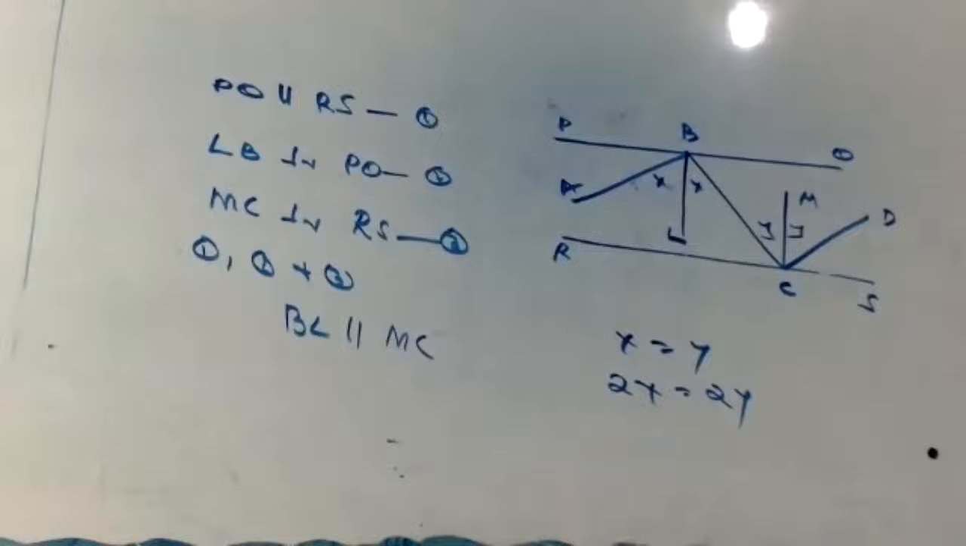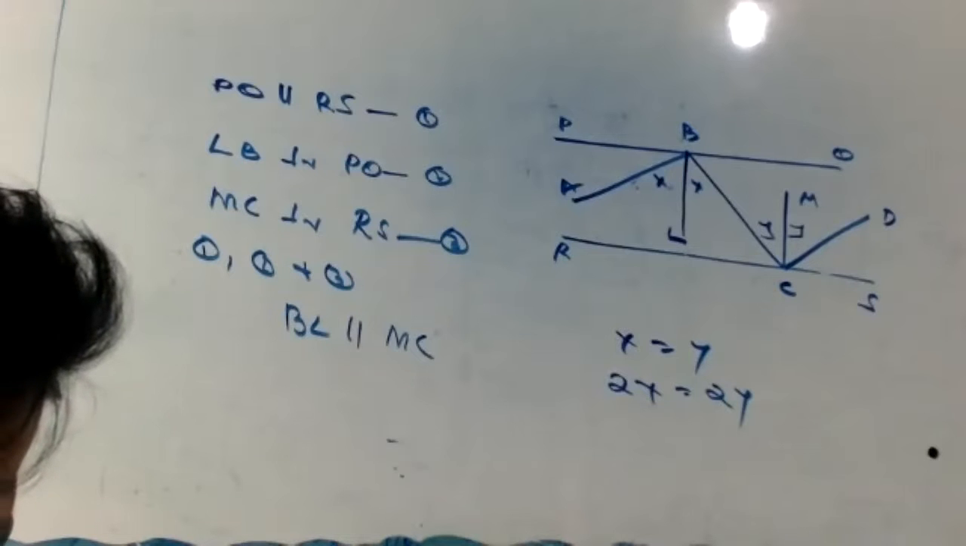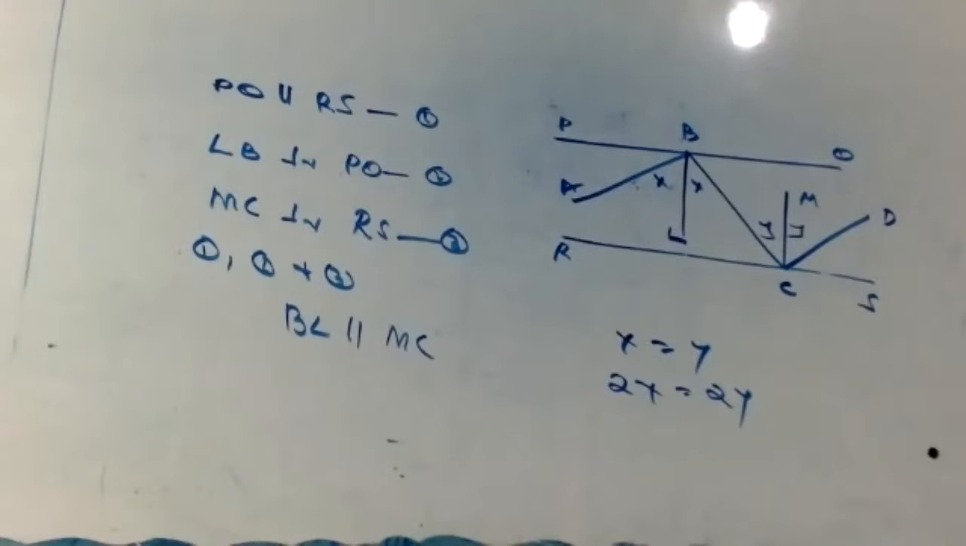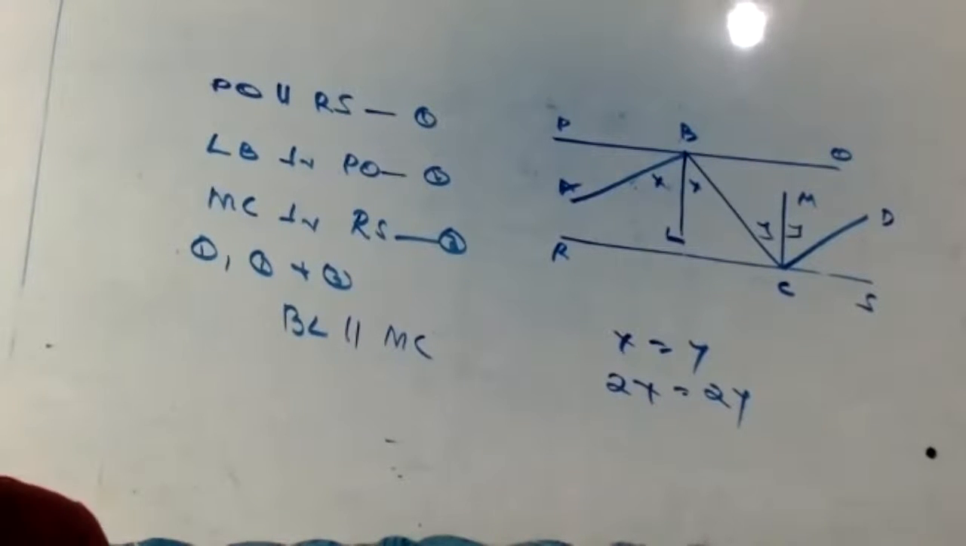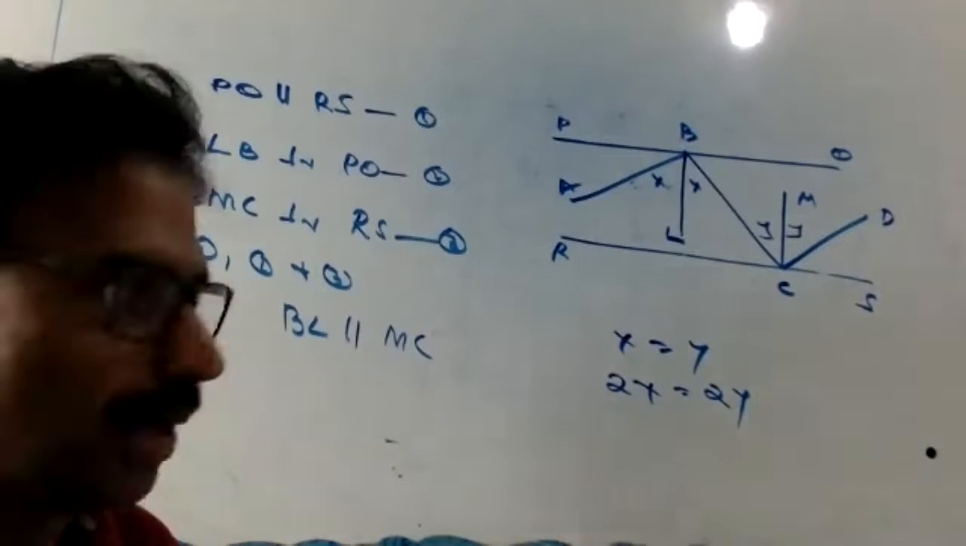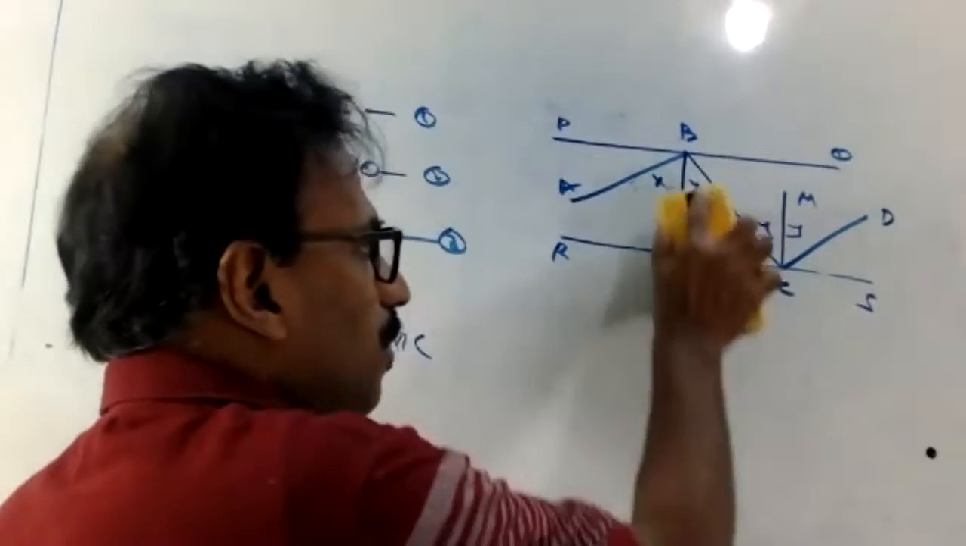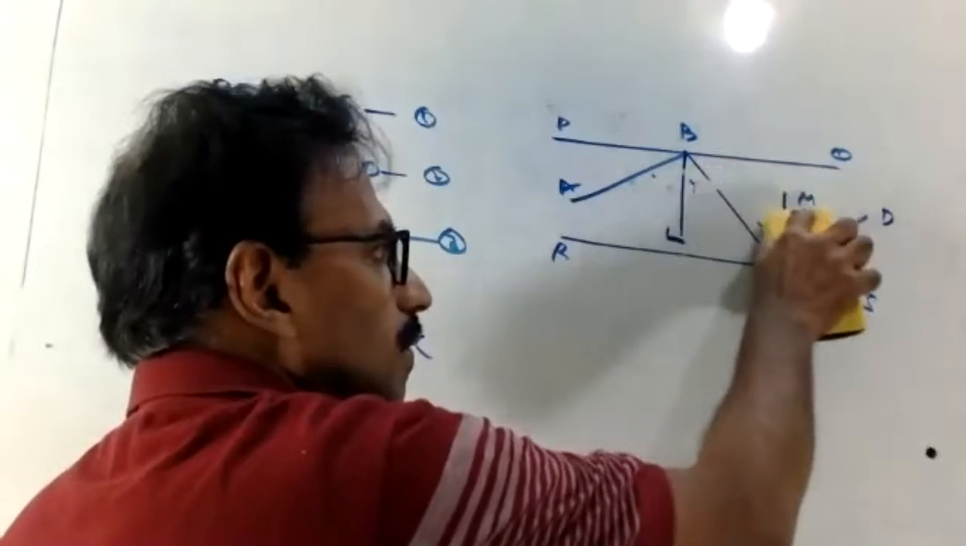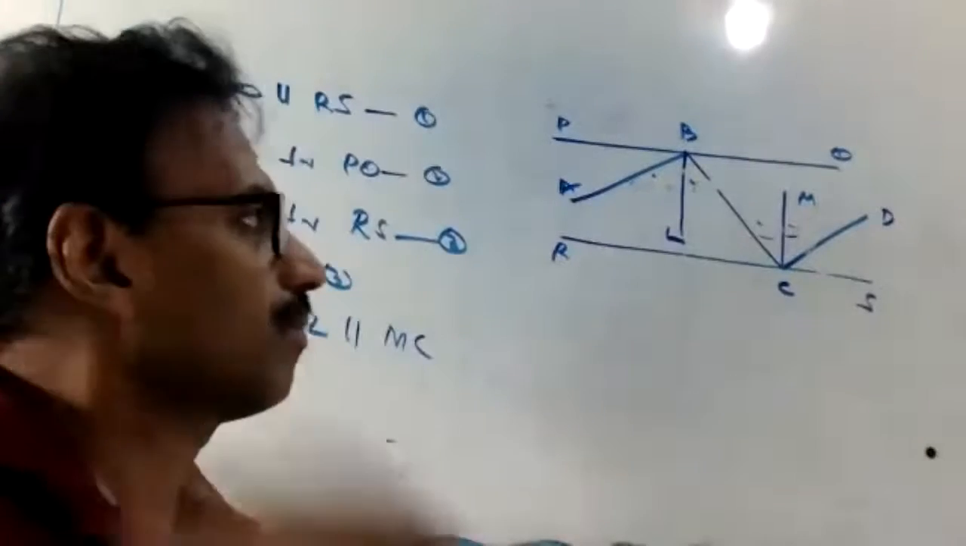Now look here. Angle ABL equal to angle CBL. Reason? Angle of incidence equal to angle of reflection. Right? Angle ABL equal to CBL. You do not need x and y, if you have marked that you can remove it. Okay, now listen here.